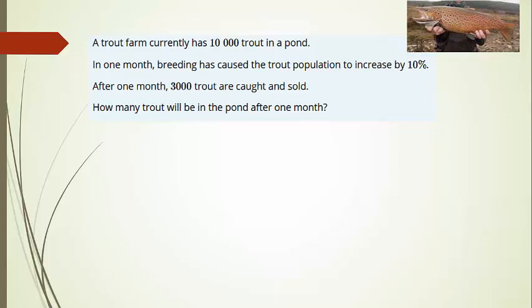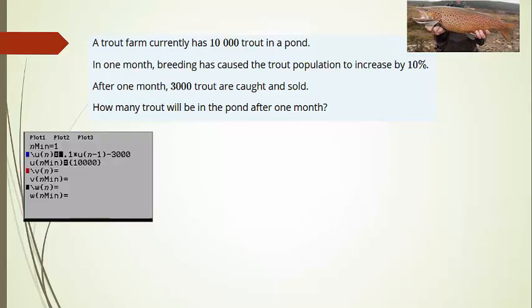Now here's an example. We have a trout farm. Currently there are 10,000 trout in the pond. Probably not as big as the one in the picture. Now, breeding, that's what they're there for. The population is increasing by breeding by 10%, but after a month, 3,000 of them are then caught and sold, and that's why the farm is there. So, how many trout will be in the pond? Well, after 1 month, that's straightforward, I think. Let's see how you do that.